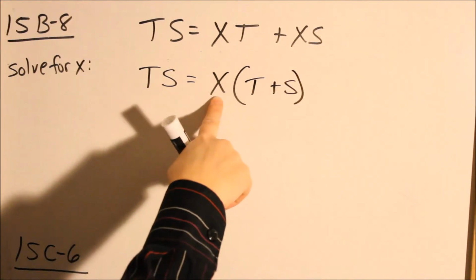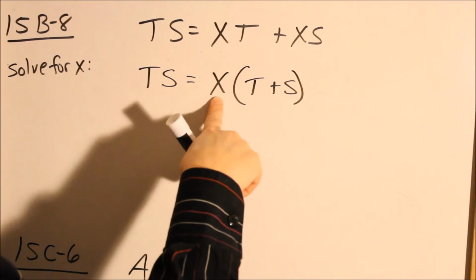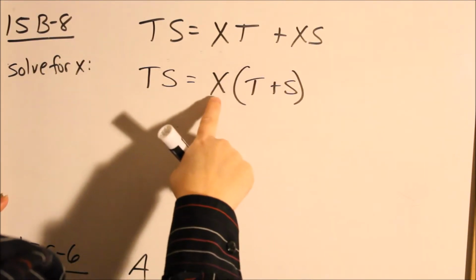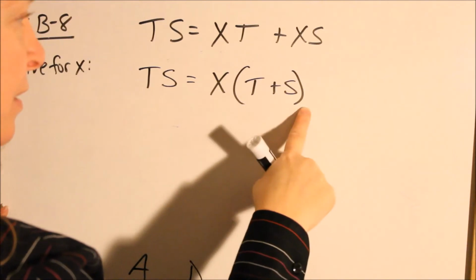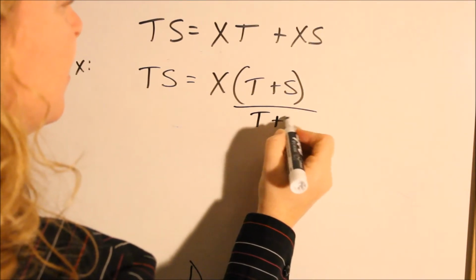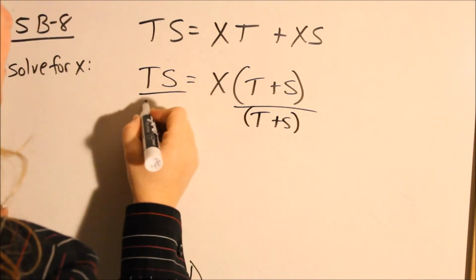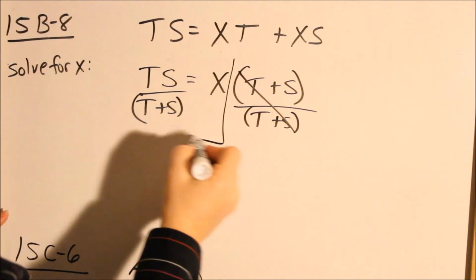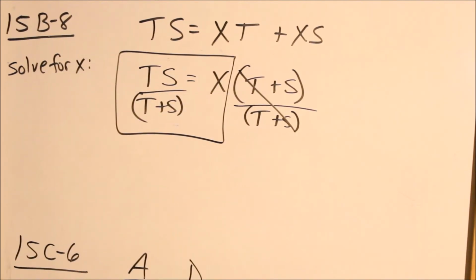So now do you see how I have x all by itself here? I have freed it from these two letters. So now this x is being multiplied to the whole parentheses. So I have to do the opposite of multiplication, which is divide. Divide that whole parentheses to both sides. And those cancel. And then you can see x equals that.